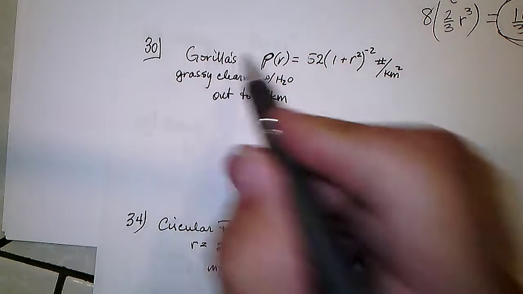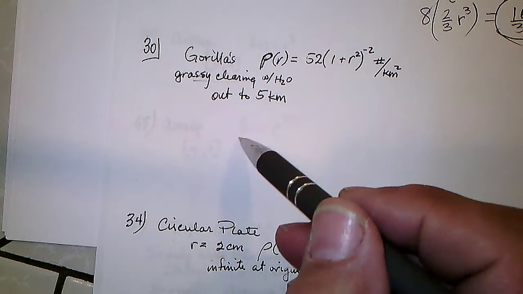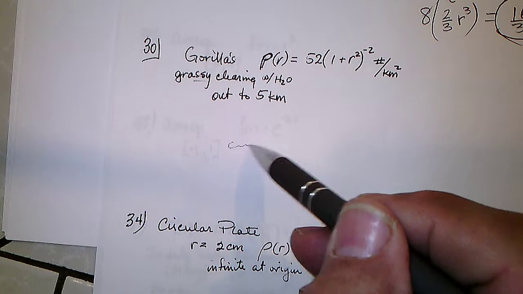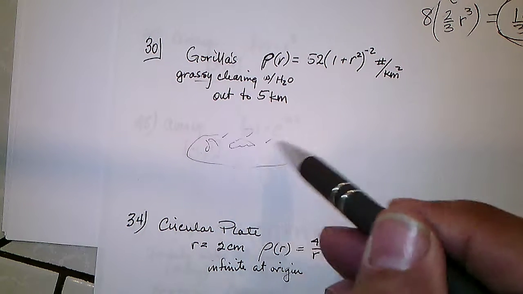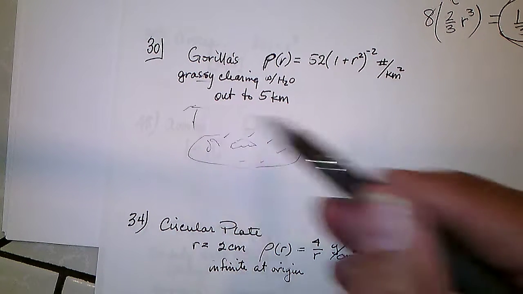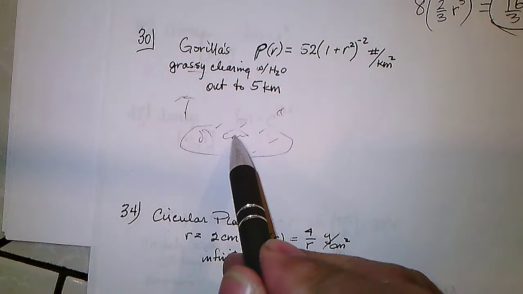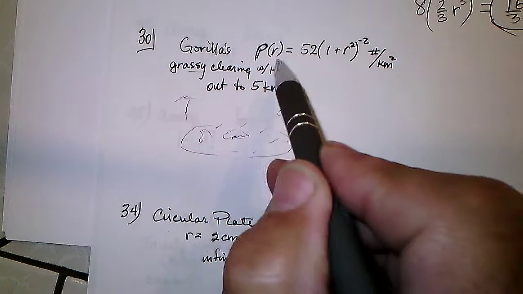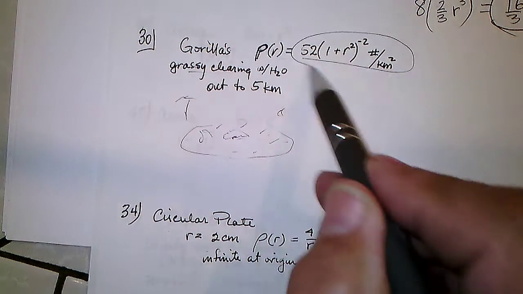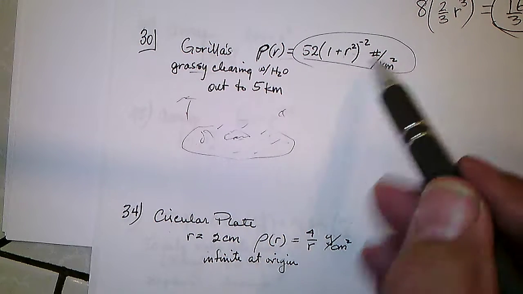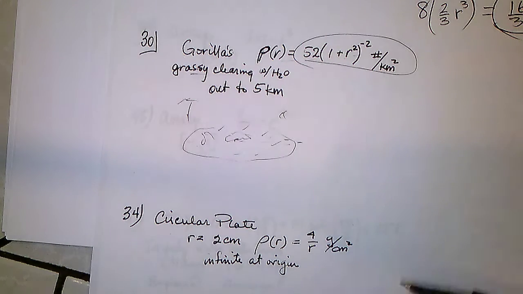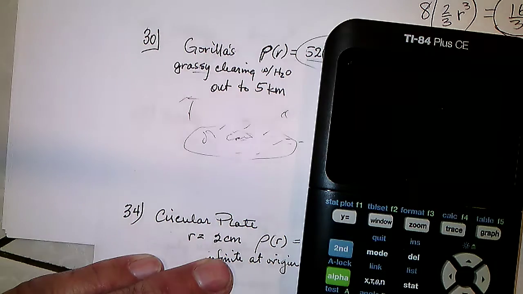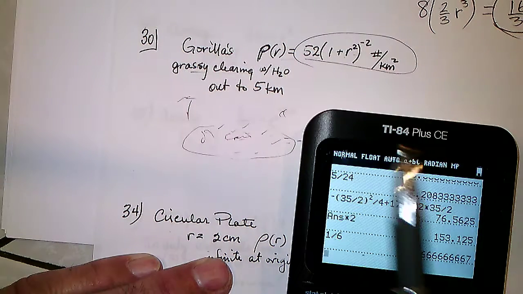The gorillas are gathering around this grassy clearing that has water in it. And maybe there's trees outside that. Anyway, from the center out, the population decreases, and you can put in different numbers for r, and you can see that it'll decrease as you move out. You can plot this on the calculator, and you can see that it decreases as you move out. Let's do that.